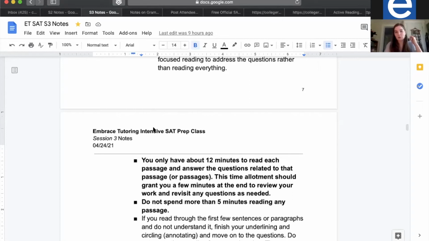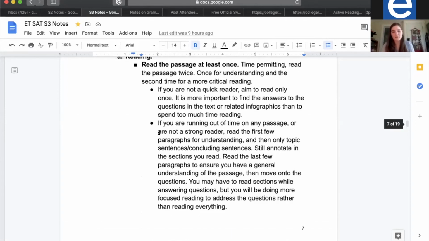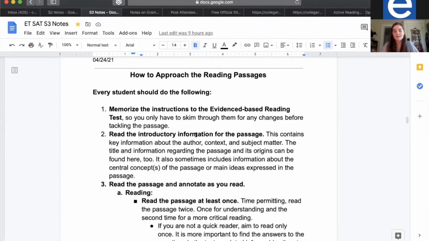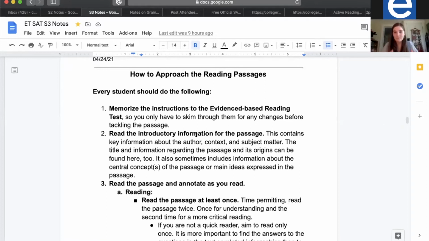Okay, this is a good general strategy regardless of whether or not you're also doing things like SQ3R, or you're just skim reading the passages, or different things like that. Everyone should be following these strategies, which is why I said every student should do the following up at the top here. This is for how you're actually approaching the passage. Okay, so this is what you're doing for every single passage.